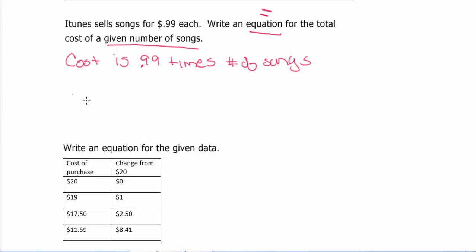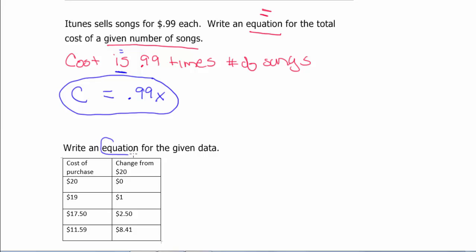So, cost, and remember is just an equal sign, 99 times number of songs, so it doesn't matter. You can use S or X or P or whatever you want, okay? And that's it. It just says write an equation. It does not say solve. There's nothing to solve because you don't know. If then it said how much would it cost for you to buy 50 songs, then you would do 50 times 99 cents, okay?